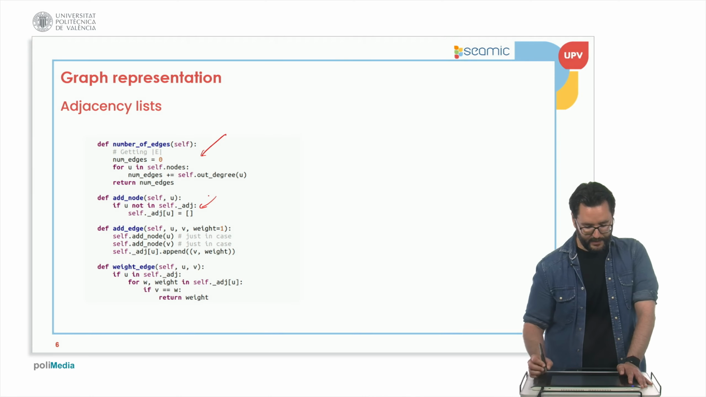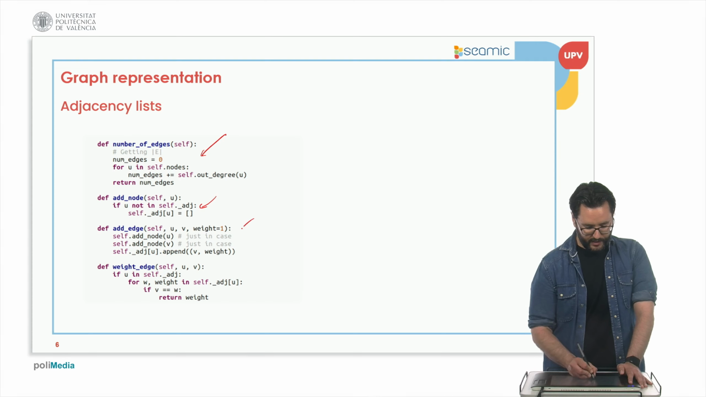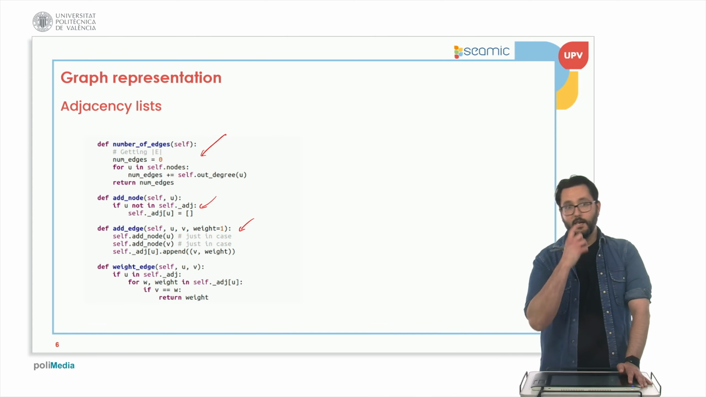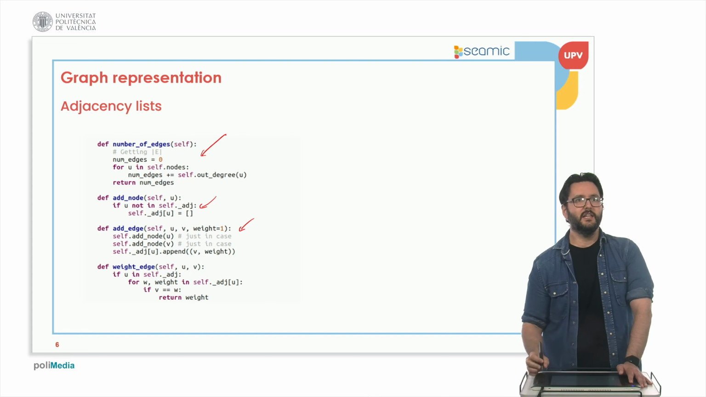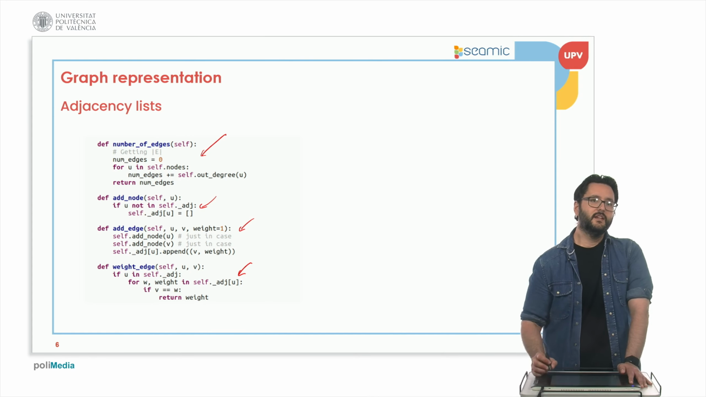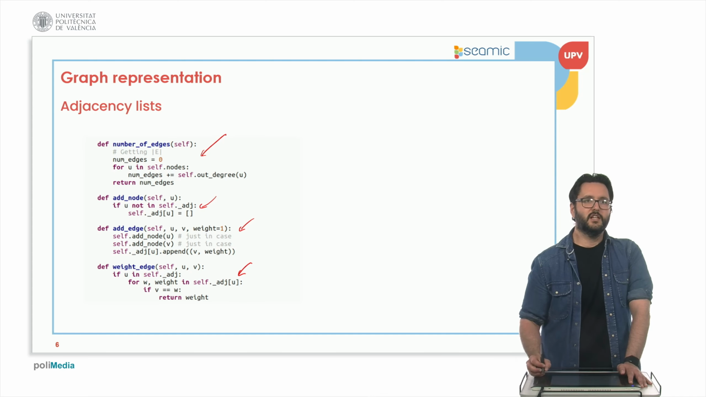We can add a new node here that is including a new entry in this dictionary. We can include a new edge that is just adding a new element to the adjacency list of a particular vertex, and we can retrieve the weight for a particular edge, and this involves iterating over this adjacency list in order to find the vertex that is connected to the original vertex.